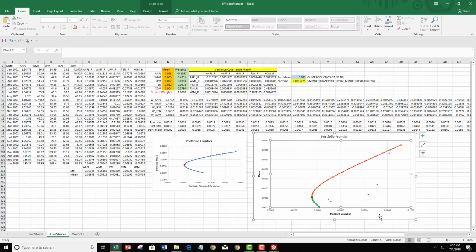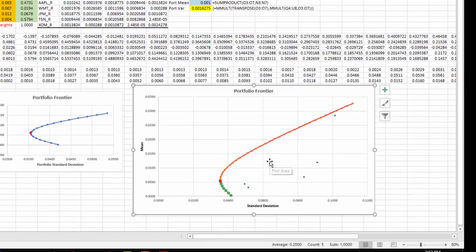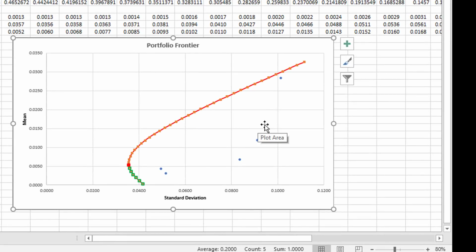Now I have another graph. It is also a portfolio frontier, but this time I included more weights, not just the 20 weights I had here. When I included more weights and replotted the frontier, this is how it looks. I have also plotted the individual stocks' mean and standard deviation. As you can see, all the individual stocks' means and standard deviations are within this envelope curve. So this is very powerful in portfolio theory.